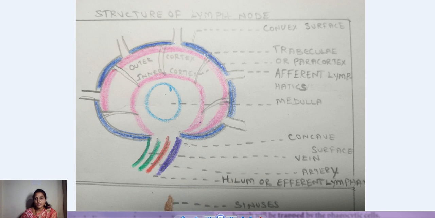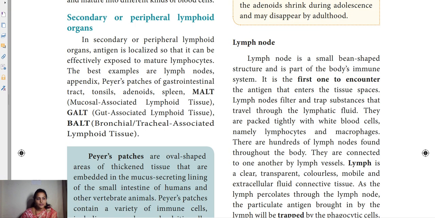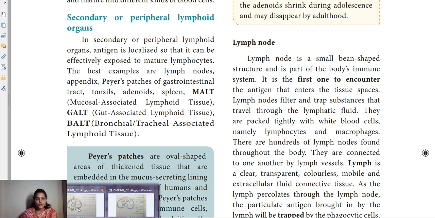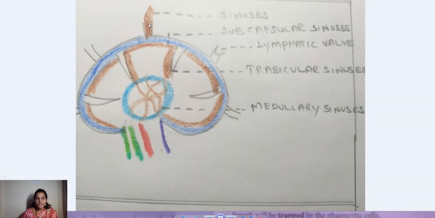And in the next one I'll show, as I said, the afferent lymphatics are there, which bring the lymph, that is, water-like substances, right? Now here, under this, I marked a brown color, right?